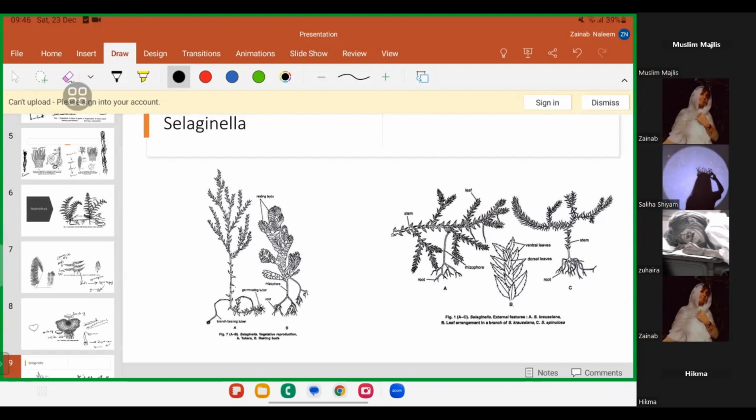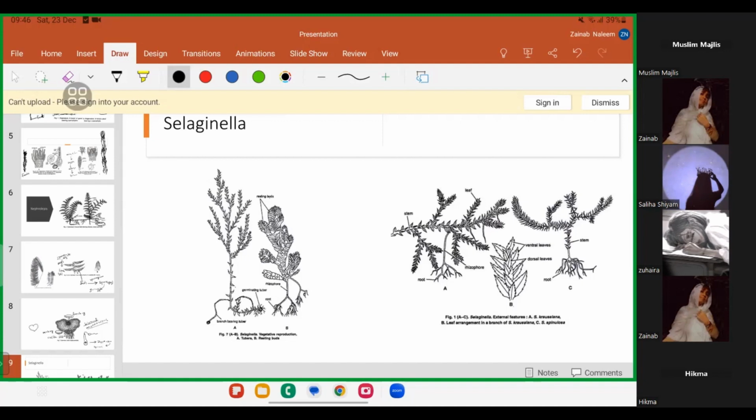The heterophyllous leaves are arranged as pairs. What do you mean by heterophyllous leaves? It means we have different sizes of leaves, like the female and male plants contain leaves of different sizes which are different from each other. So that is called heterophyllous leaves arranged as pairs. The stem is dorsoventrally flattened. Sporangia are borne on the specialized leaves called the sporophylls.